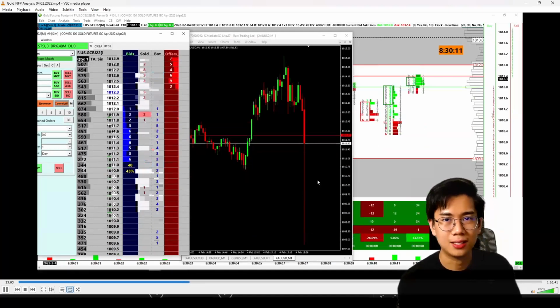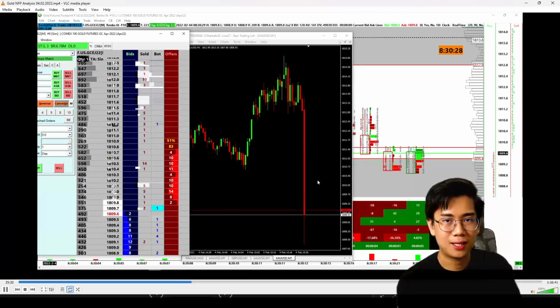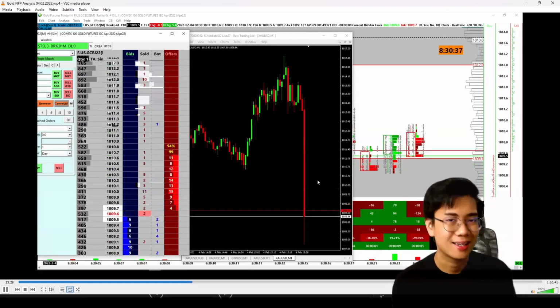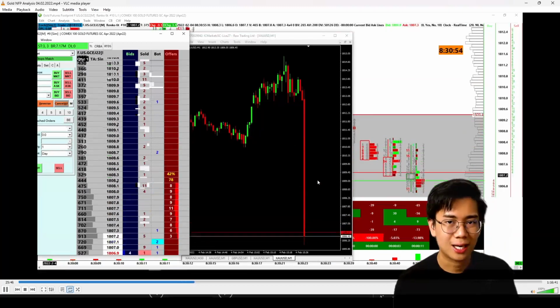This is what happened in NFP. In a split second, my computer entirely hung. In 1 second, this is how much the price can move.